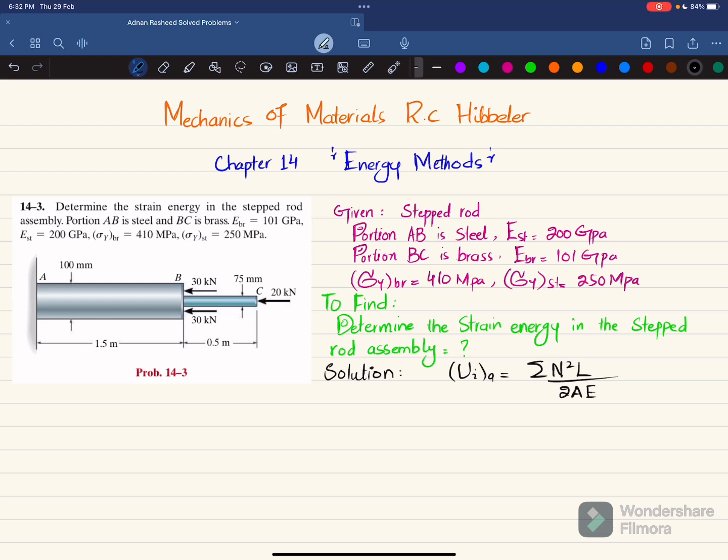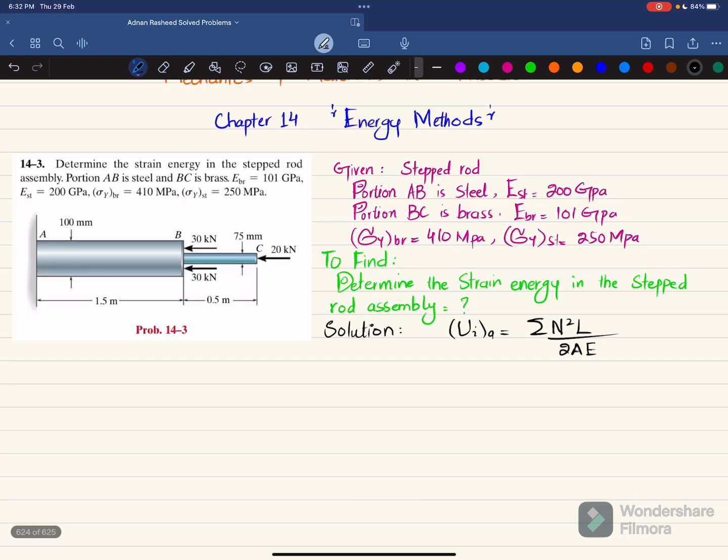E is modulus of elasticity. Now the first step is that we cut this step rod over here at section 1-1. So at section 1-1, if I cut it and draw the free body diagram, it will be like this. This is your point C, where you have a 20 kilonewton load, and in order to keep it in equilibrium, you will have a reaction force opposite to that. Let this be NBC because this is rod BC.